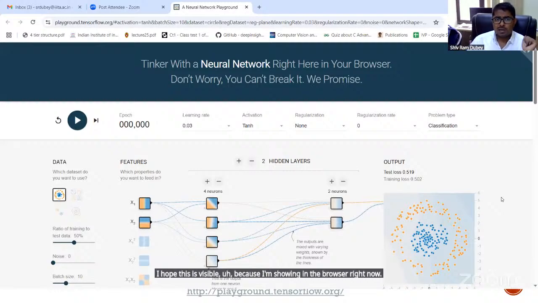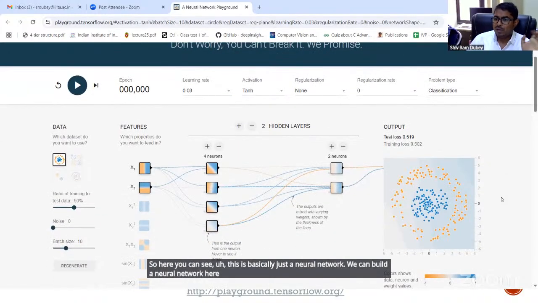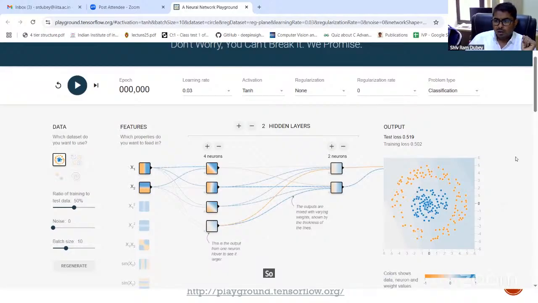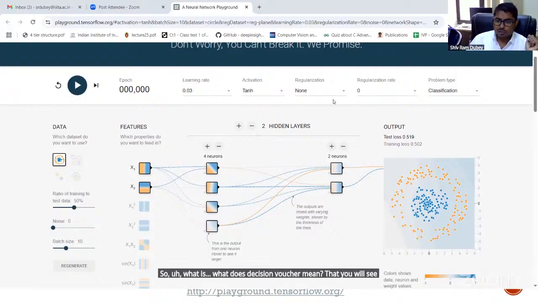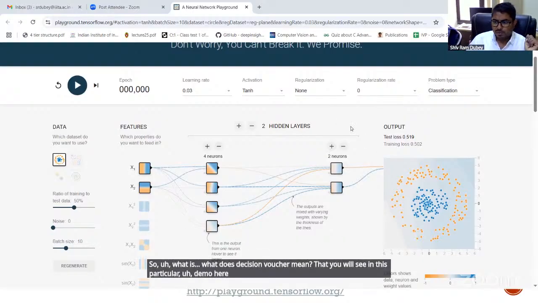So here you can see this is basically just a neural net. We can build a neural network here and perform the training, and we can visualize the loss plot. We can visualize the decision boundary using this portal. So what does decision boundary mean? That you will see in this particular demo here. What is the decision boundary?